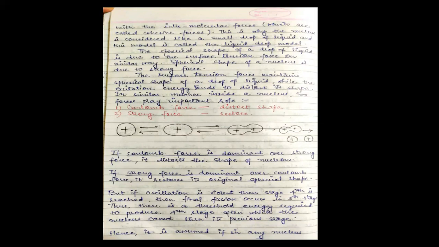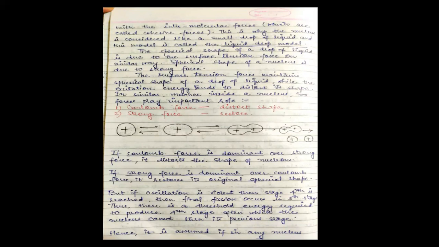If the Coulomb force is dominant over the strong force, it distorts the shape of the nucleus. And the second condition is if the strong force is dominant over the Coulomb force, it restores its original spherical shape. But what happens if the oscillation is violent? Then the fourth stage is reached. That is, the final fission occurs in the fifth stage.